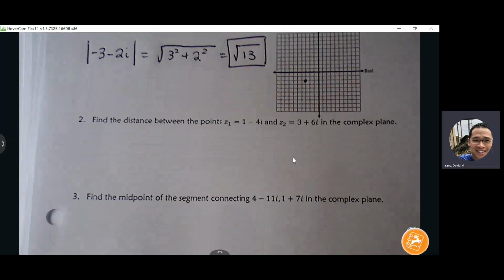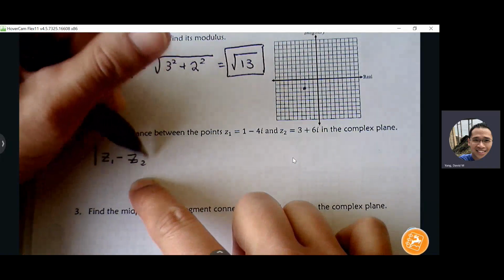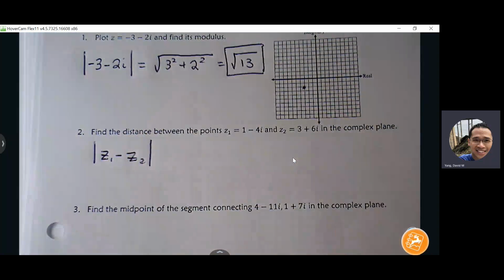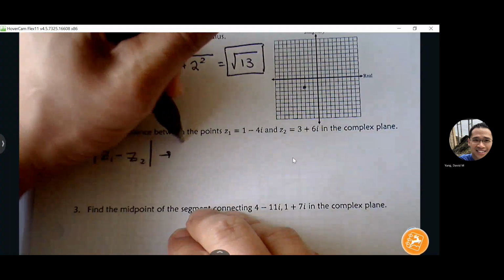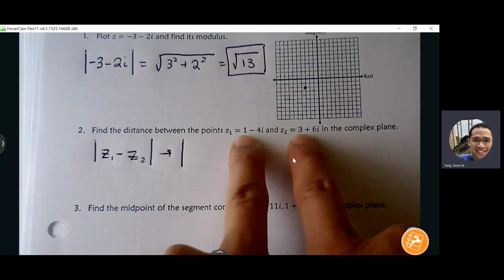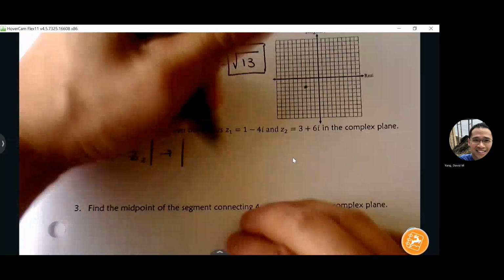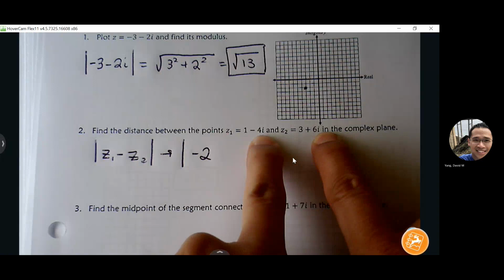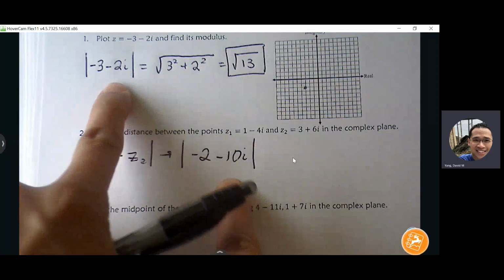Okay, number 2, find the distance between 2 points. So here's the formula. It's find z1 minus z2 first. And then once you have that set up, then it's just gonna look like something like number 1. You're just gonna find the modulus after that. Okay, so z1 minus z2, that just means we're going to take the like terms and subtract them. So 1 minus 3 is -2. -4 minus 6 is -10. And now just treat it like how you would number 1. You just find the modulus.